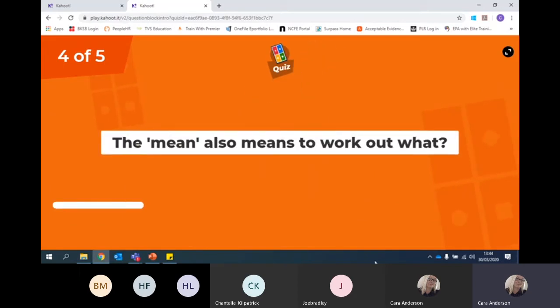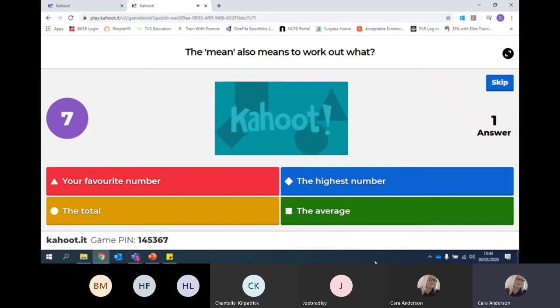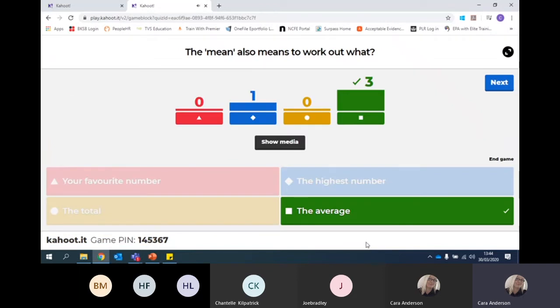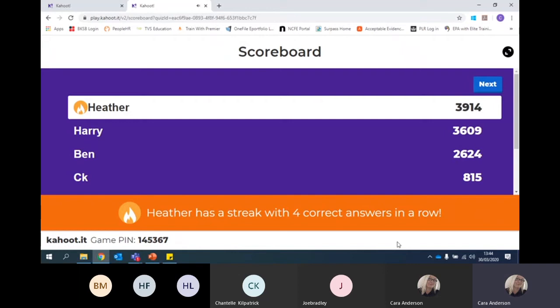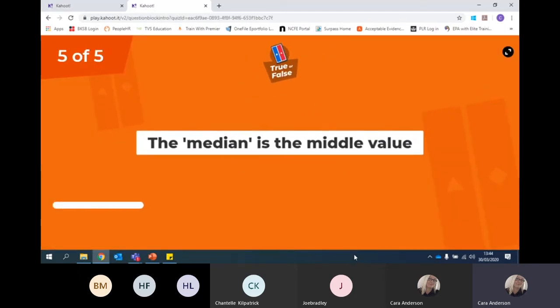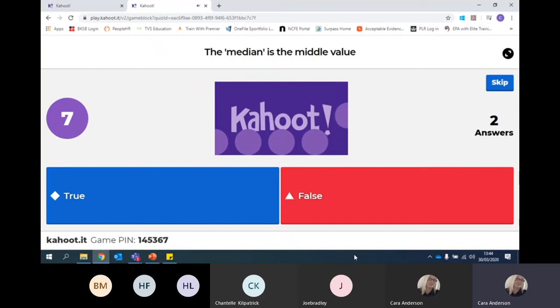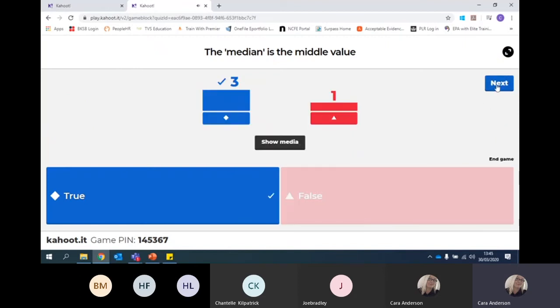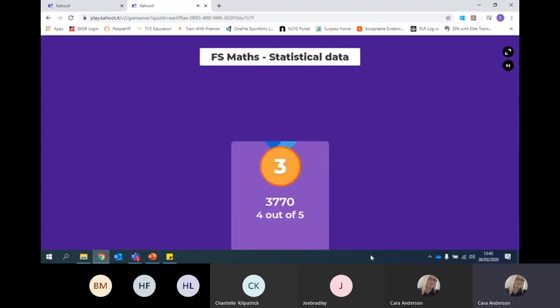Next question. The mean also means to work out what? Excellent. Well done. Let's see, you got them correct. Well done, Heather. Heather's on a streak now. She's got all correct and she is the quickest so far. So last question to see who comes out on top. Okay, the median is the middle value. Okay, let's see who's the quickest.